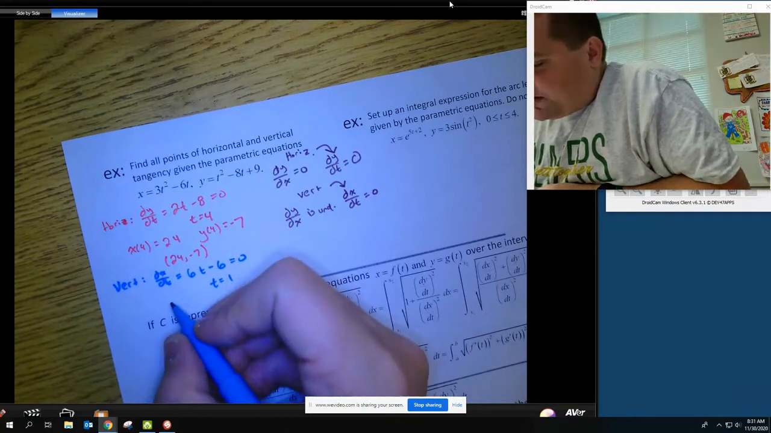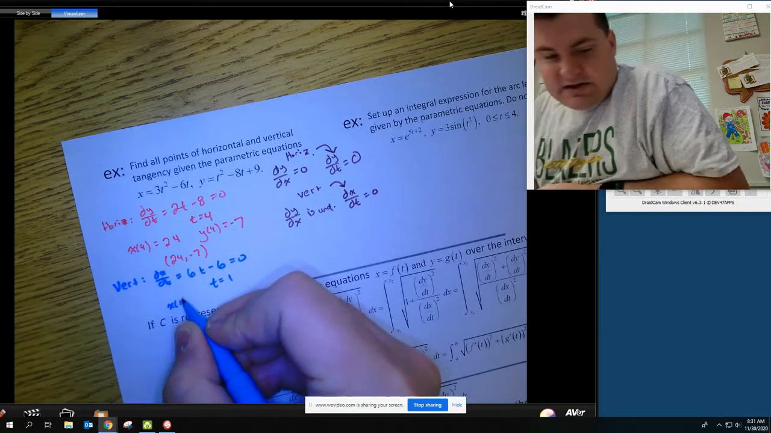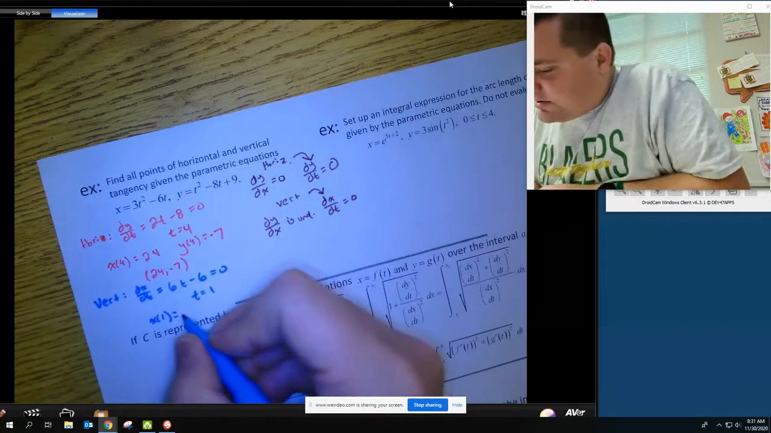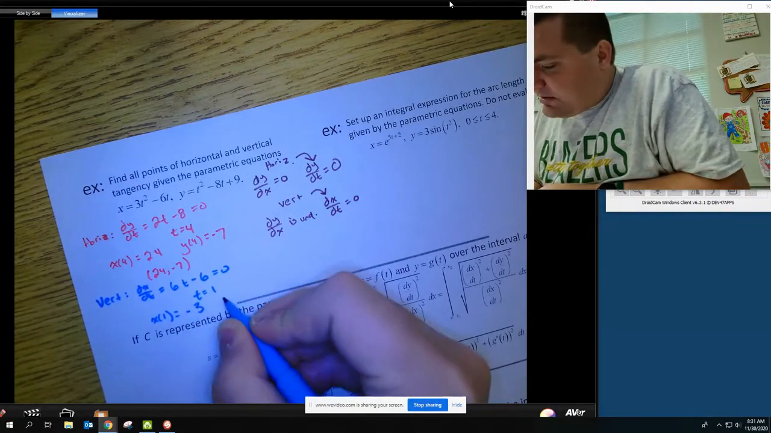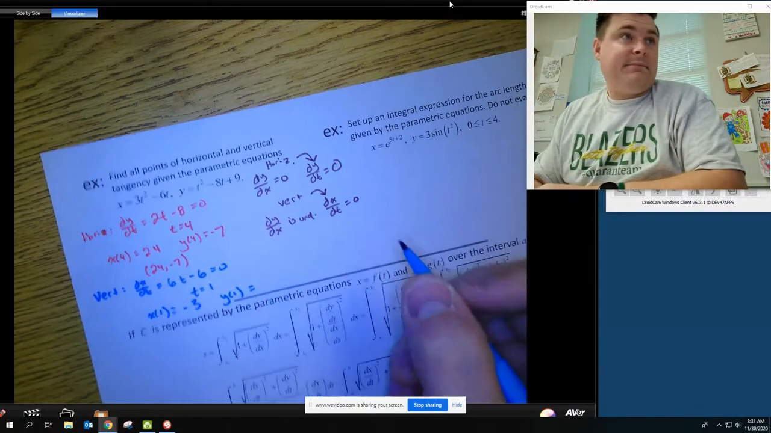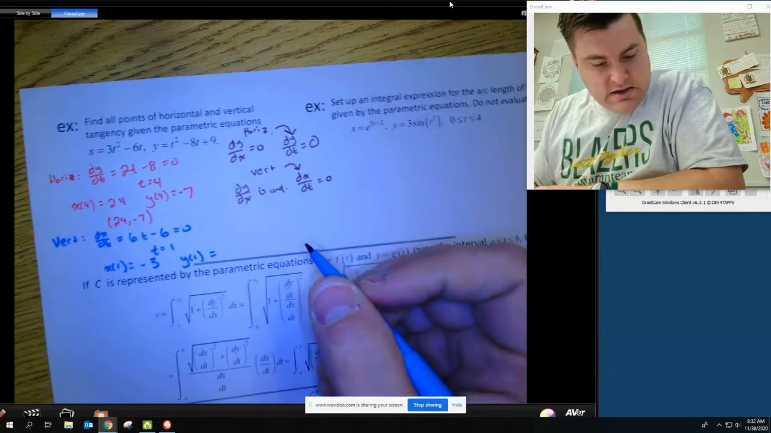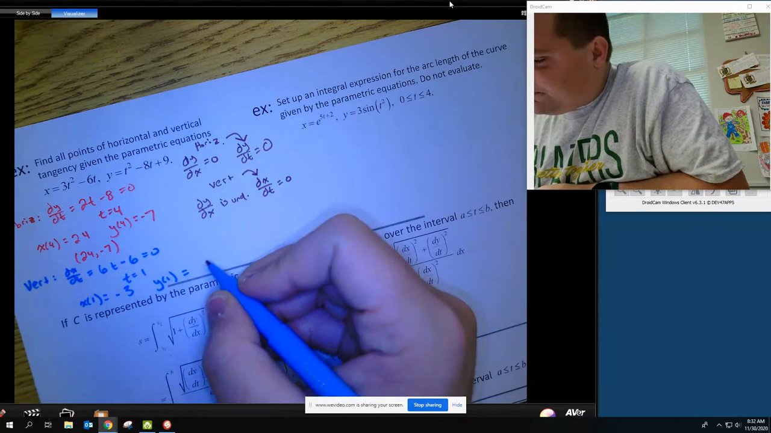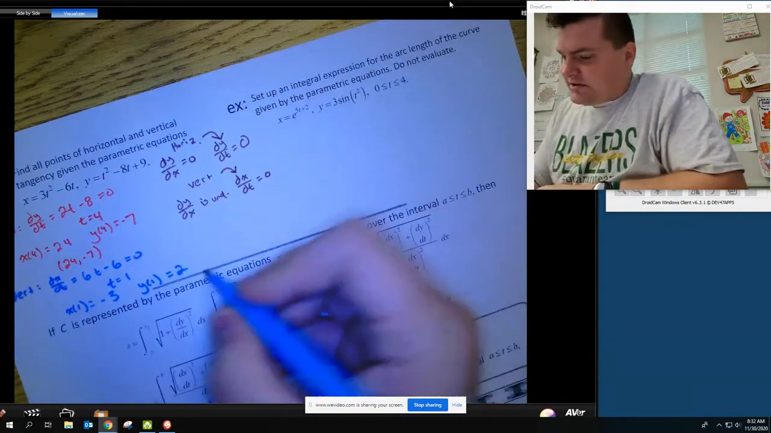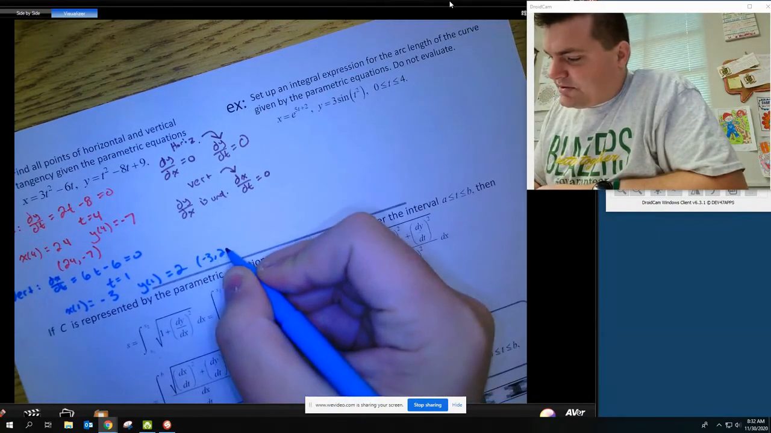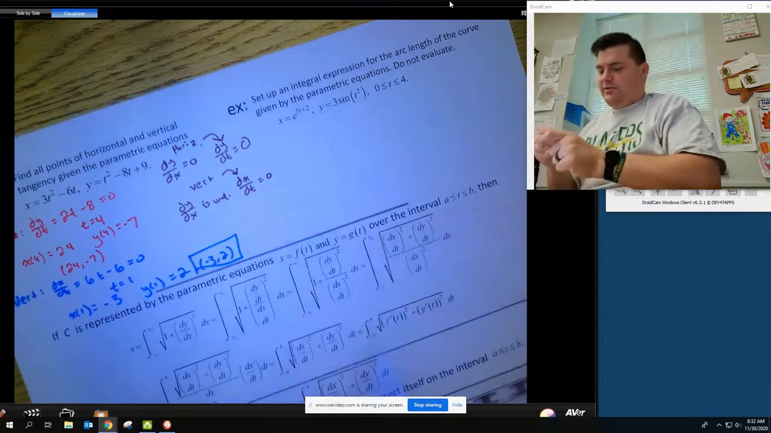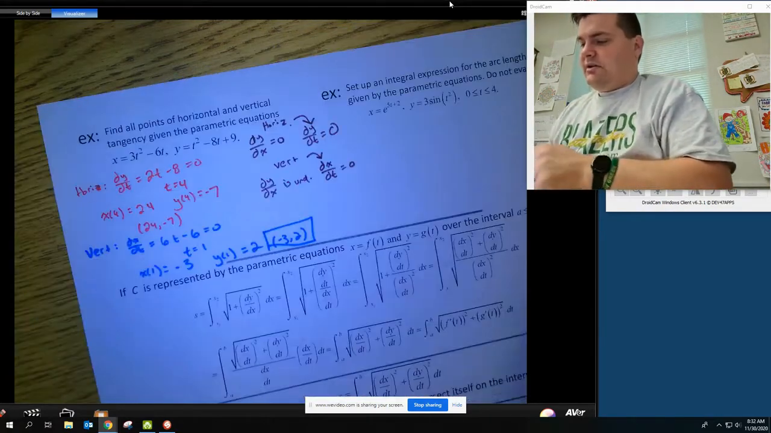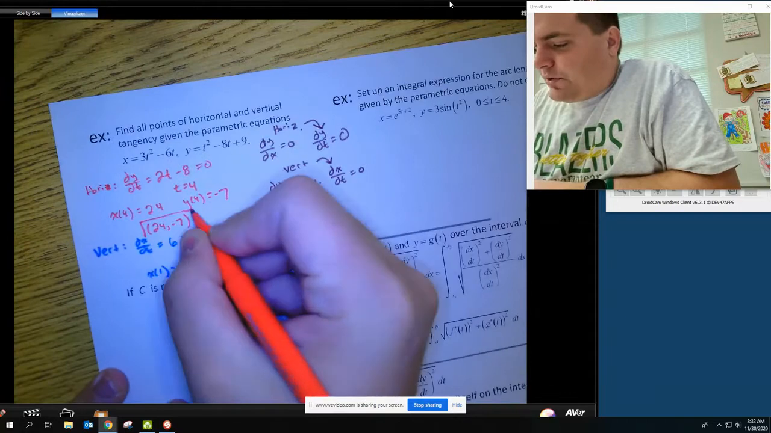So when I plug in a 1 here for x, again, I don't really feel like doing the math, it's going to be -3. Plug in the 1 for the y, and that's going to give me 2. Right? Yep, 2. That makes sense. So this is going to be the point (-3, 2). So there's my answer for my vertical. Here's my answer for my horizontal.